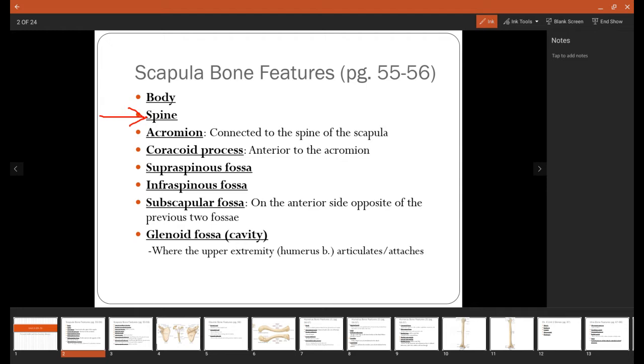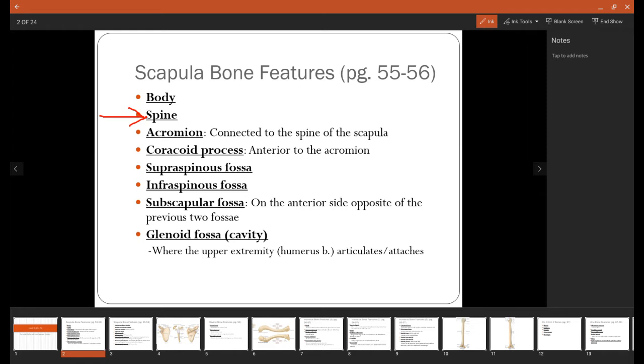If you actually feel on the back of your shoulder, you'll feel this ridge on your shoulder blade that goes all the way out to the lateral side of your shoulder, and that is the spine of your own scapula you're feeling there. So again, that's going to tell you the posterior side. The big bump at the end of the spine is called the acromion. The bump that's physically connected to the spine will be the acromion, whereas the one that's just in front of this one, or anterior to it, is called the coracoid process.